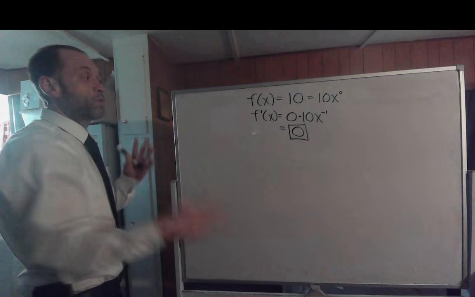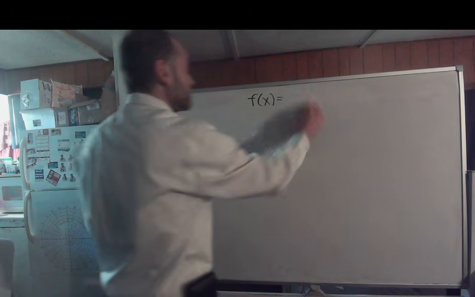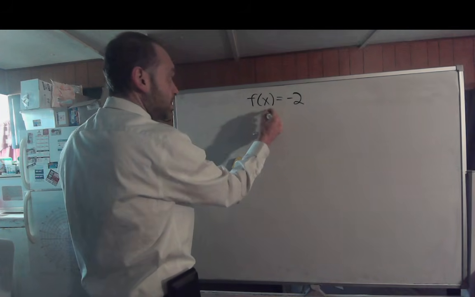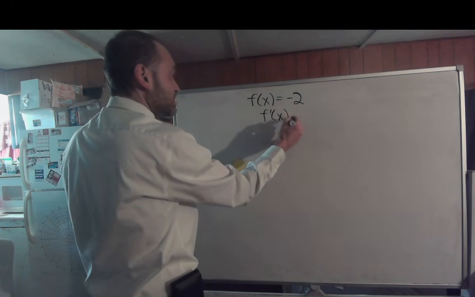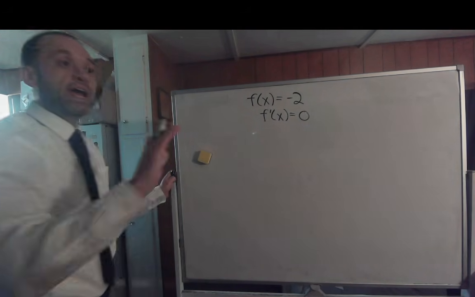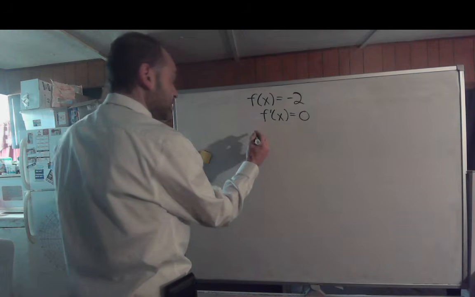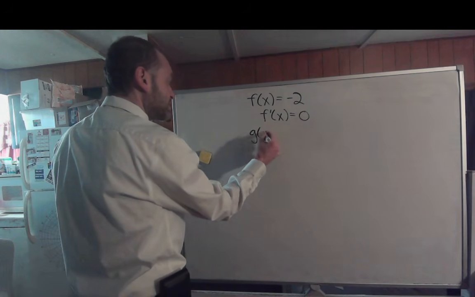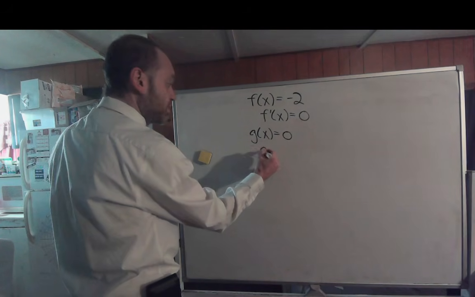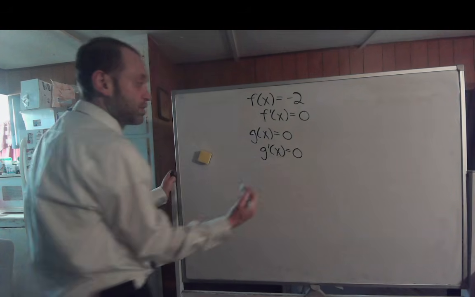In fact, for any constant whatsoever, let's say I pick f of x equals negative 2, then f prime of x is going to equal 0. Any constant at all, the derivative is 0 automatically. Let's say I pick g of x equals 0 itself. Well, the derivative of 0 is going to be 0. So g prime of x would also equal 0.